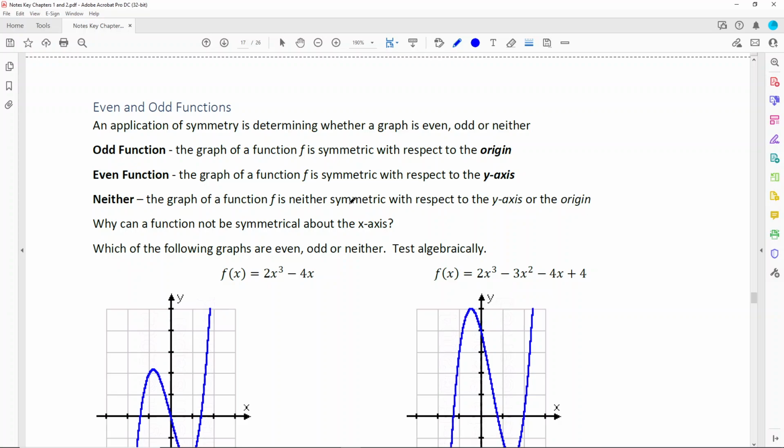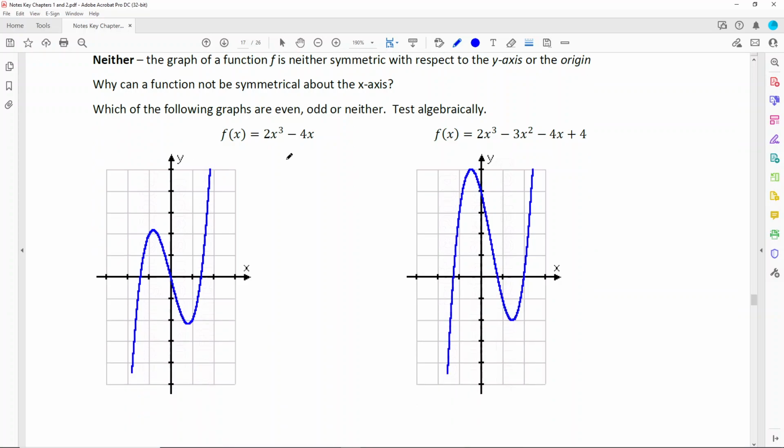This next video is going to build on that idea of symmetry, using the test for symmetry to determine if a function is even or odd. Now, I struggle with this one a little bit because we are going to later talk about graphs being odd or even, and we're just going to determine if they're odd or even based on the leading term.